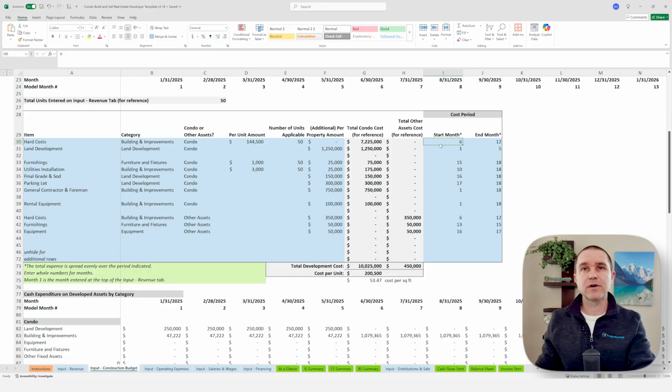So you can set the cost period. This allows you to set the cost period of when is the cash going to go out the door for this construction.